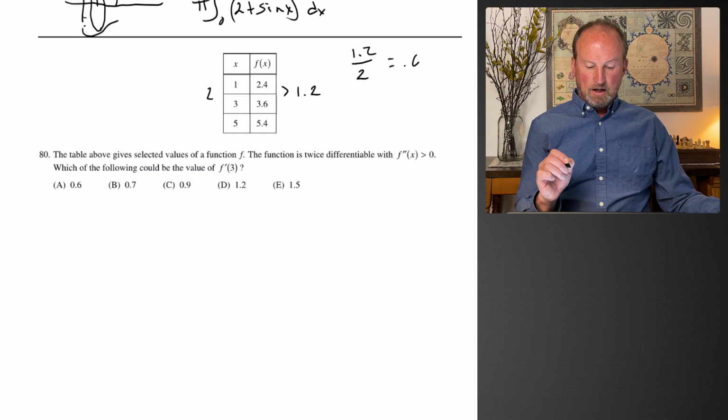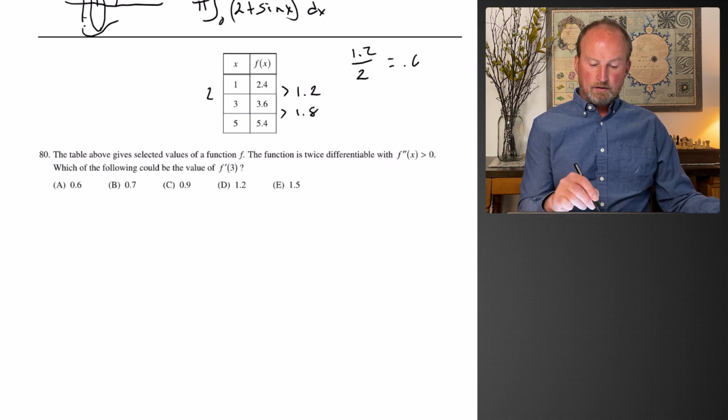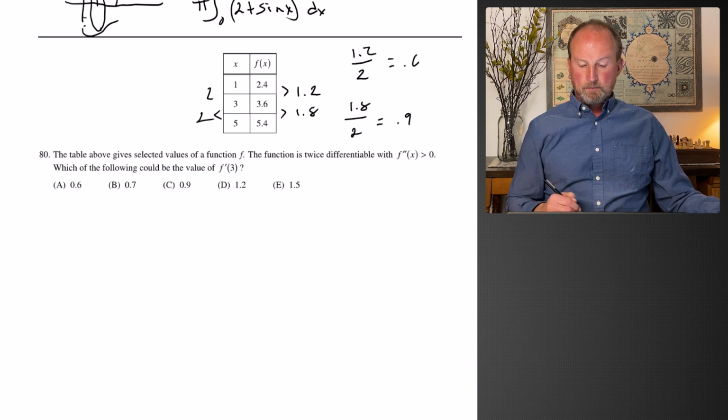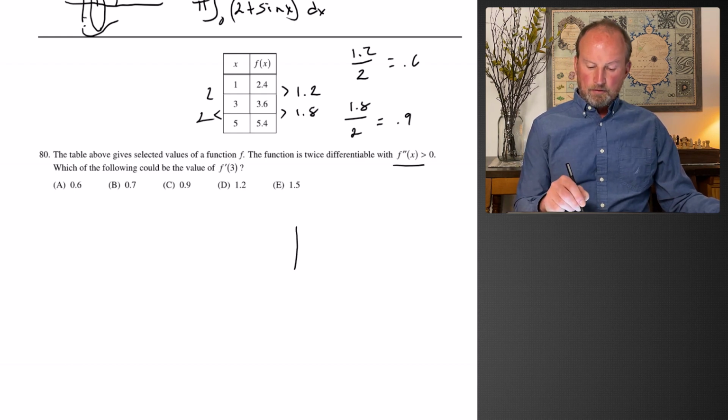5.4 minus 3.6 is 1.8. Again, this is 2. And so 1.8 divided by 2 is equal to 0.9. All right. My second derivative is greater than 0. What does that mean? Well, my function right now is increasing. And if the second derivative is greater than 0, it means it's increasing at an increasing rate, right? This means it's concave up.